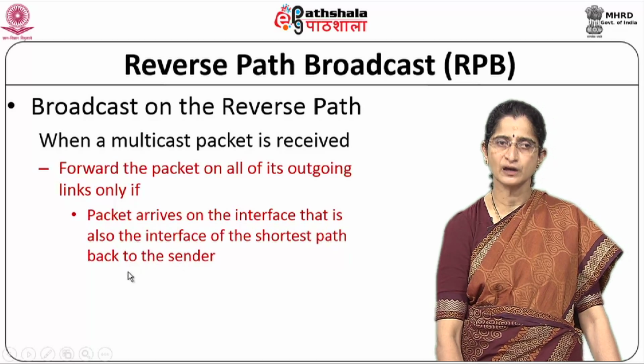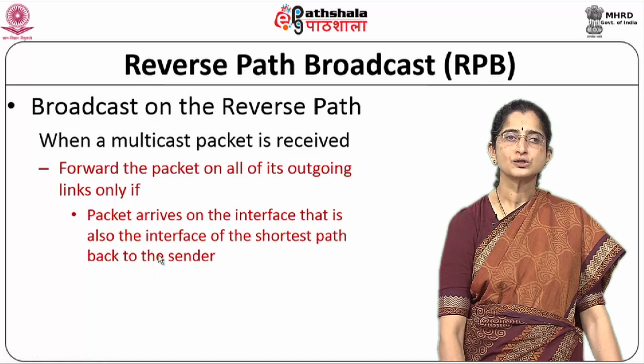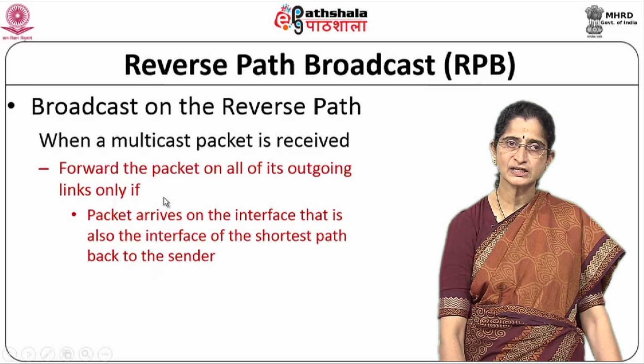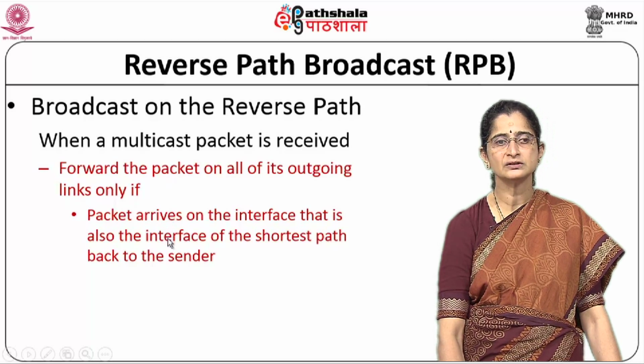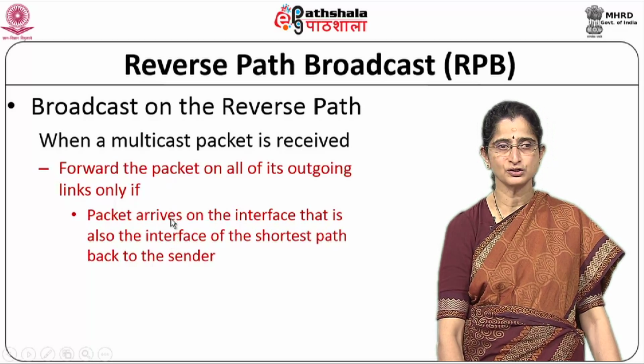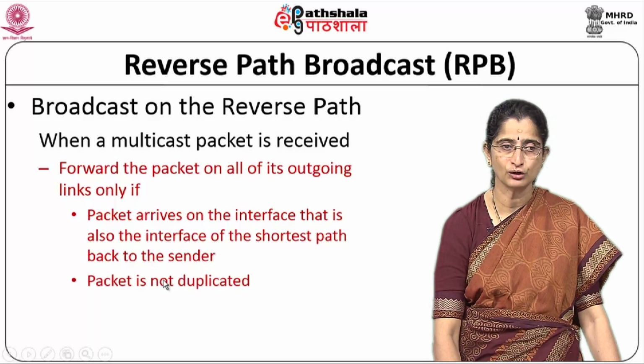Remember what we do normally when a router has to do forwarding, right? It will receive it on one port, send it out on all the other ports. So, before sending out on all the other ports, it just checks whether the port on which it came in corresponds to the path back to that particular source. So, if it is on that path, then it will do the forwarding, otherwise it will not do the forwarding.